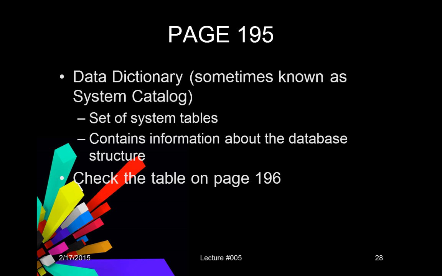Now, we're going to change gears a little bit, and we're going to talk about the data dictionary. This is a system catalog, and it contains information about all of the tables that are in your particular system. It's going to contain the database structure. You can take a look. There's a table on page 196 that talks about everything that you can glean out of these data dictionary tables, but we're only going to look at a couple of the things right now.